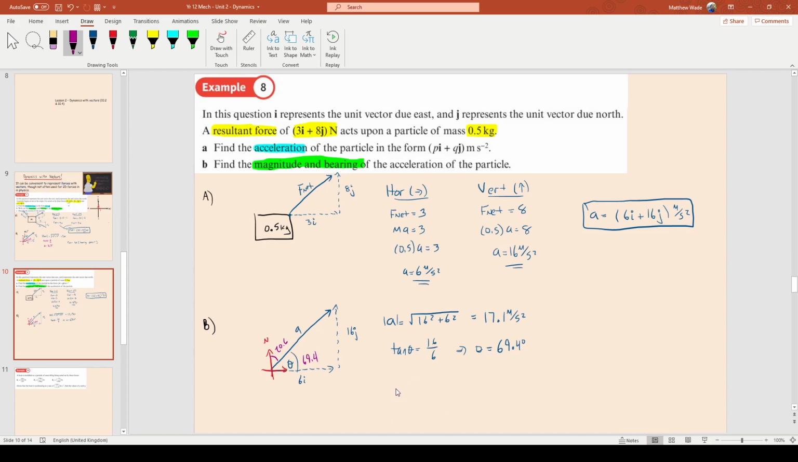Final answer then. Magnitude and bearing of the acceleration, whack it together as one. The acceleration is 17.1 meters per second squared in a direction of bearing, and I'm going to put the 0 in, I'm not sure if you need it or not, 069.4 degrees. And that's your final answer to this question.